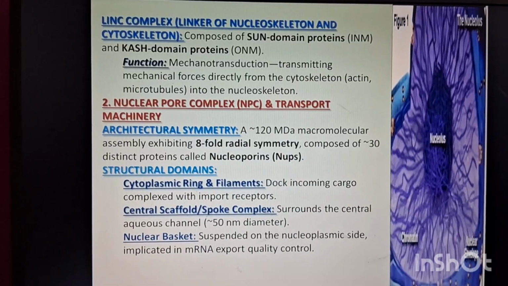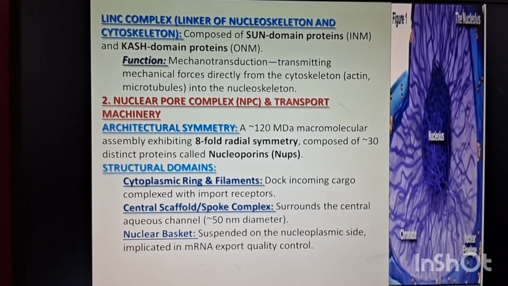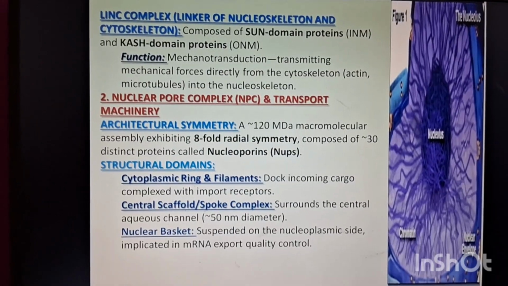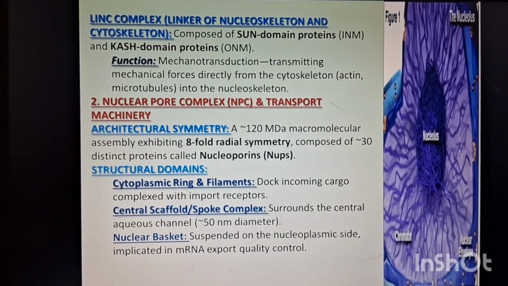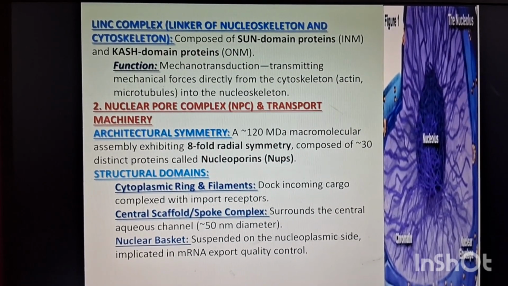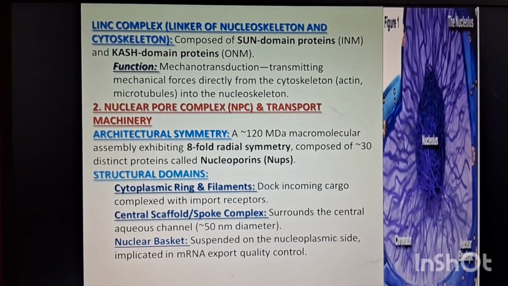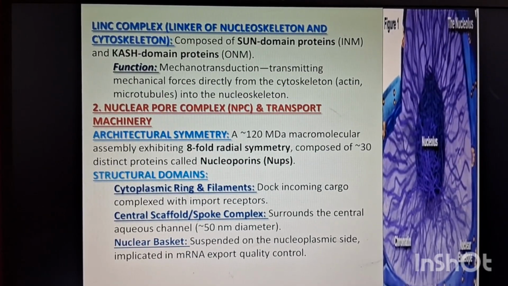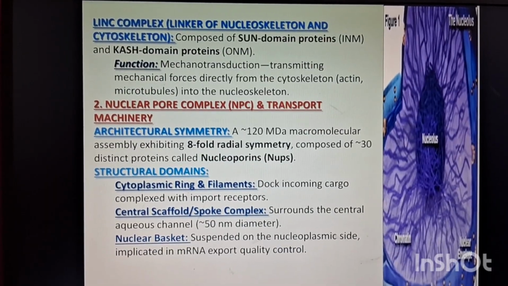Next, the LINC complex, that is also called linker of nucleoskeleton and cytoskeleton. It is composed of SUN domain proteins in the INM and KASH domain proteins in the ONM. Function: mechanotransduction, that is transmitting mechanical forces directly from the cytoskeleton, that is actin and microtubules, into the nucleoskeleton.